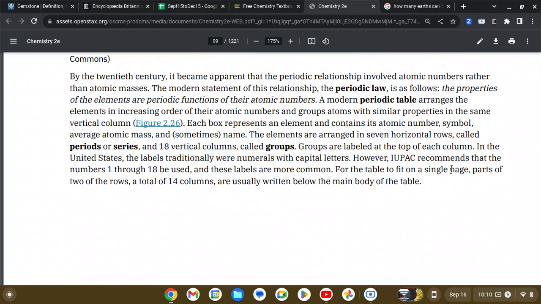Each box represents an element and contains its atomic number, symbol, average atomic mass, and sometimes name. The elements are arranged in 7 horizontal rows called periods or series and 18 vertical columns called groups. Groups are labeled at the top of each column. In the United States, the labels traditionally were numerals with capital letters. However, IUPAC recommends that the numbers 1 through 18 be used, and these labels are more common. For the table to fit on a single page, parts of 2 of the rows, a total of 14 columns, are usually written below the main body of the table.